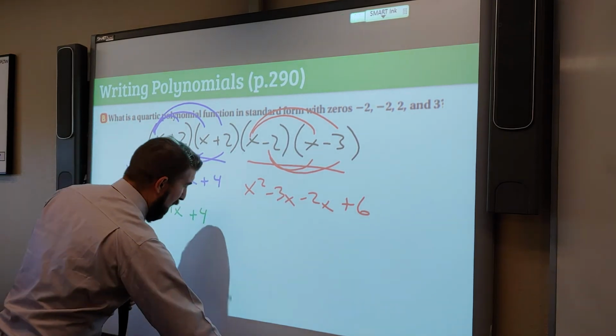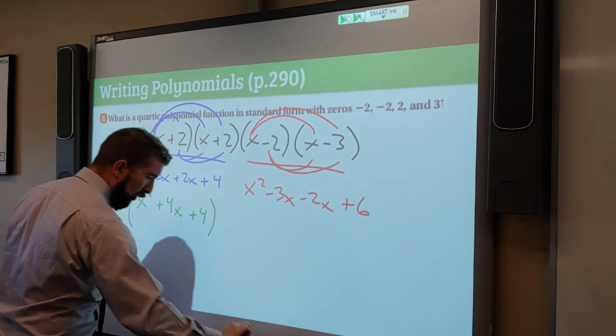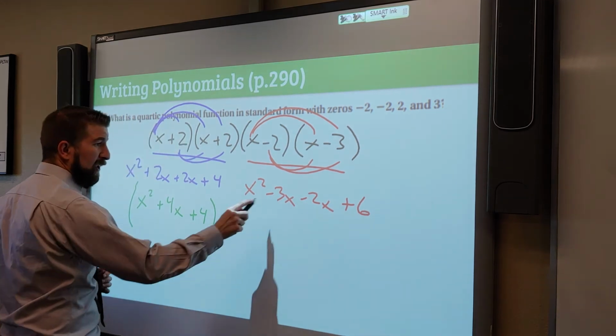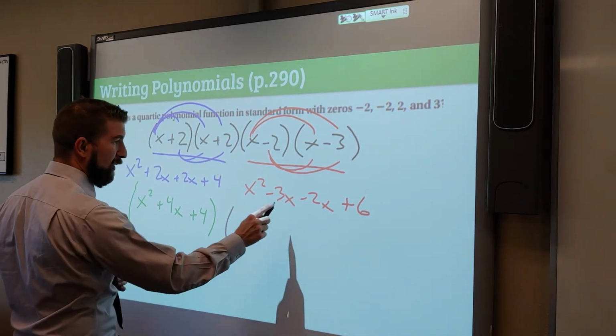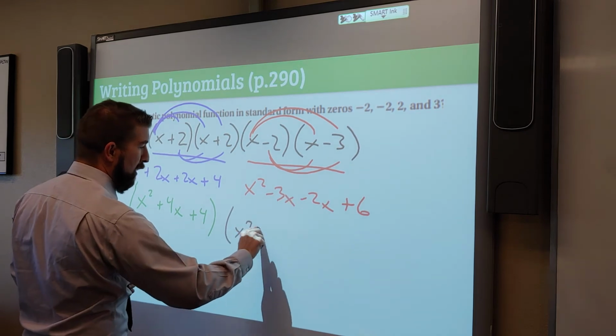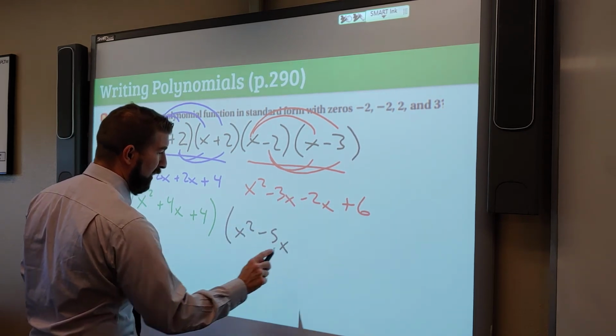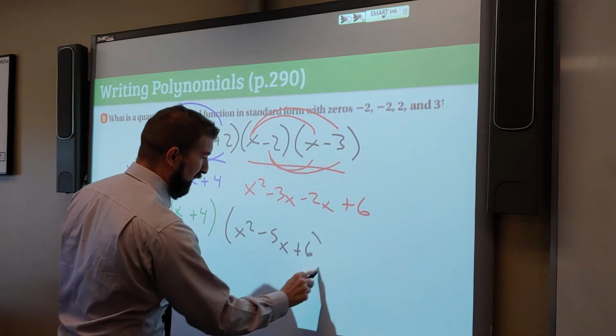All right. And I'm going to go and write my parentheses because I'm going to multiply by this red one that's about to become black. So x squared stays the same. Negative 3x minus 2x becomes negative 5x plus 6.